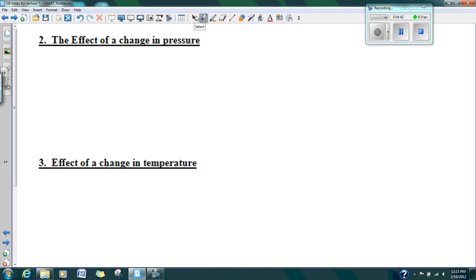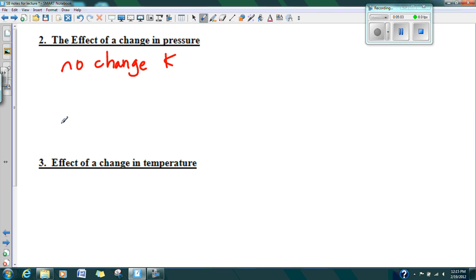So if we talk about this, again, if I have an effective change in pressure, there's not going to be any change in K. Now there's going to be a change in my equilibrium expression, but there's not going to be any change in my equilibrium constant.